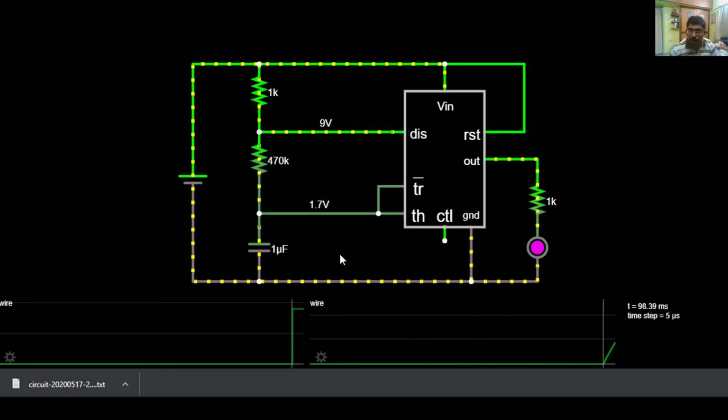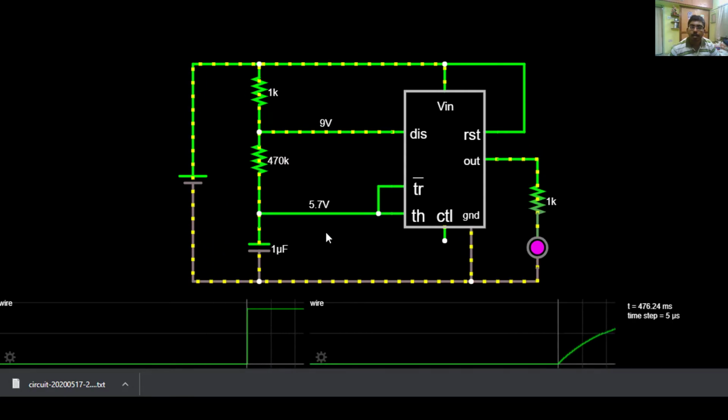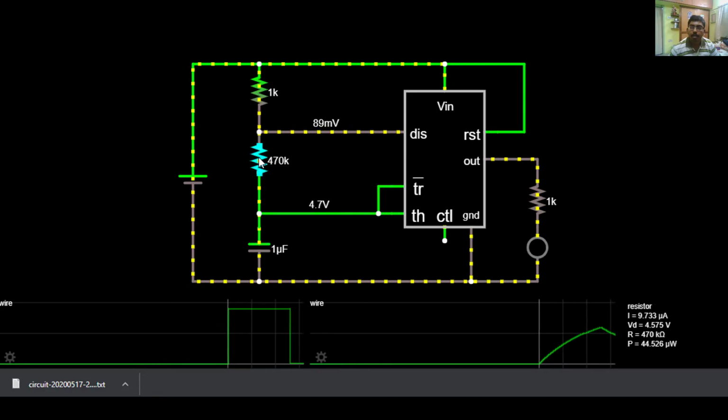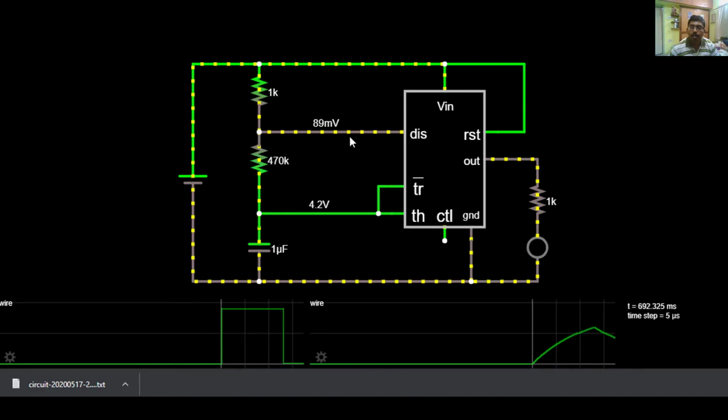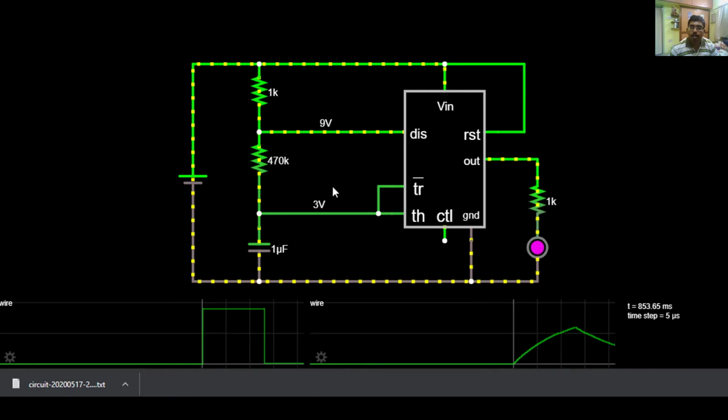At the instant, the capacitor first charges to a value of 2/3 VCC, which is nothing but 6 volt. You can see it's slowly charging to a value of 6 volt. Once it gets fully charged, it starts to discharge through the resistor R2 into the discharge pin and leaves the IC till it gets a voltage of 3 volt, which is 1/3 VCC.